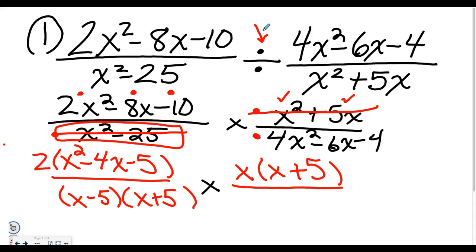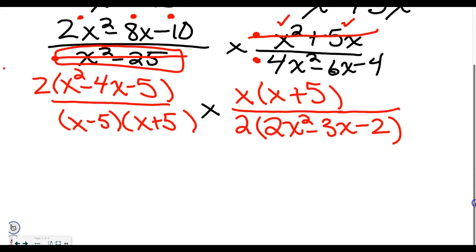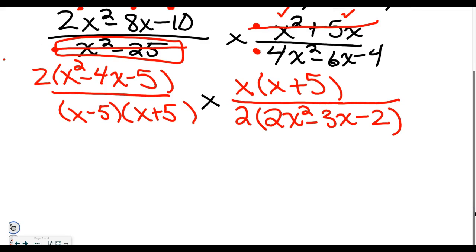2. I'm not crossing this off because I'm not done with it yet, but I'm doing it step by step. So this one I'm going to take a 2 out as well, but when I divide a 2 out of 4, I'm going to have a 2x squared, and then minus a 3x, and then minus a 2. Okay, so I'm just going to let you get that written down. Here's the problem. I didn't cross them off because they're not done.